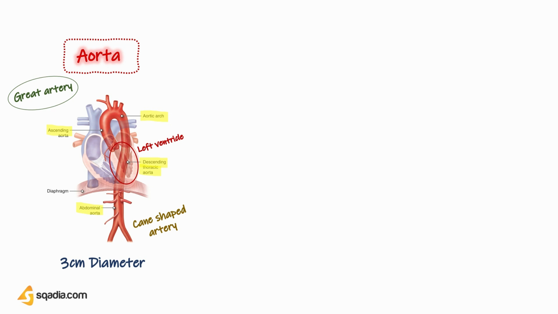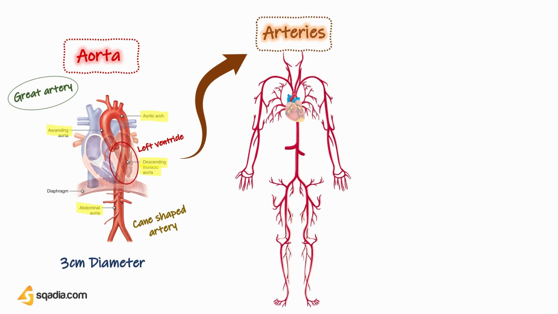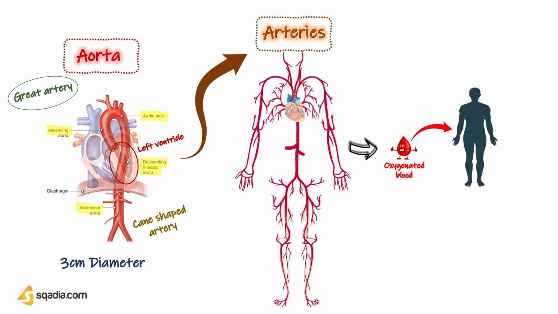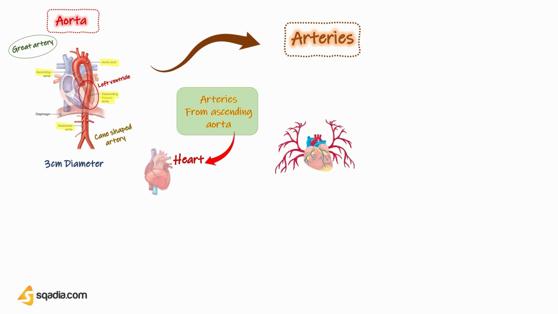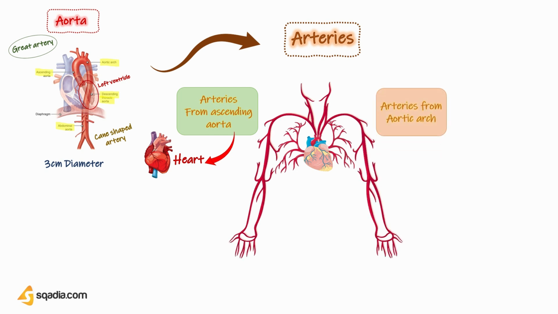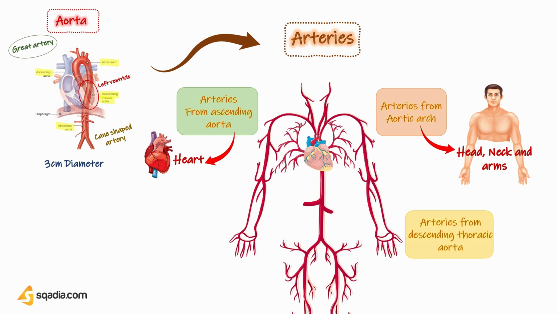Many branches then originate from these 4 sections of the aorta that are simply called arteries. These branches of the aorta, or arteries, supply oxygenated blood to all the parts of the body. Arteries from the ascending aorta, like the coronary artery, supply oxygenated blood to the heart itself. Arteries arising from the aortic arch supply blood to the head, neck, and arms. Small arteries that arise from the descending thoracic aorta supply blood to the ribs and some chest structures.